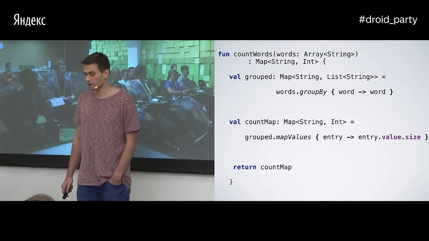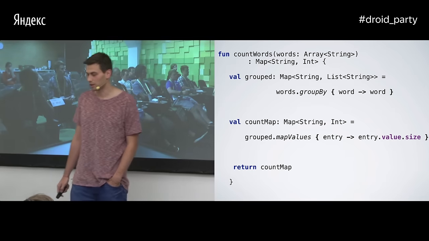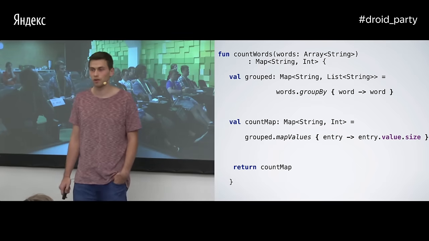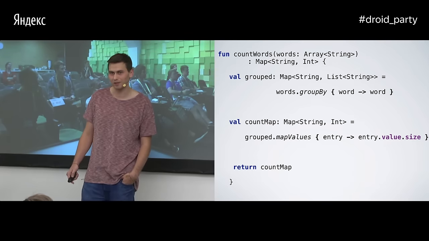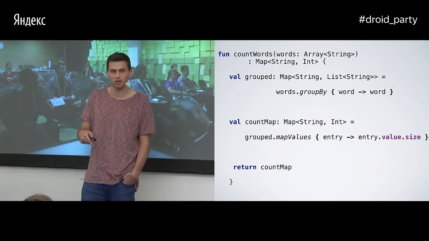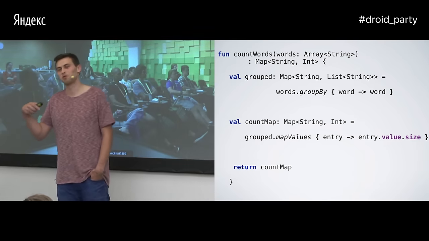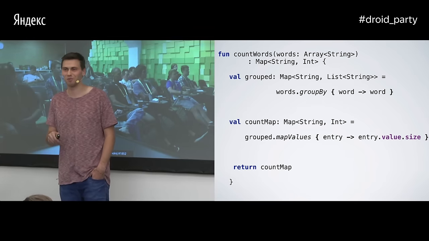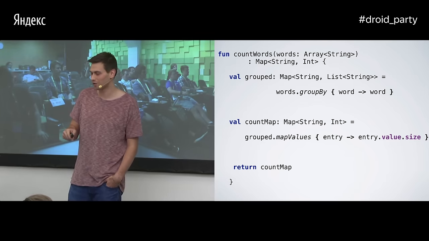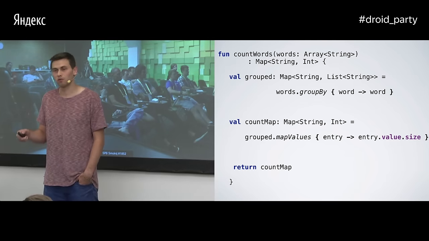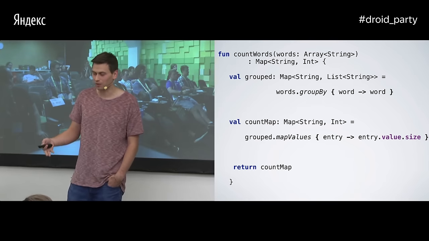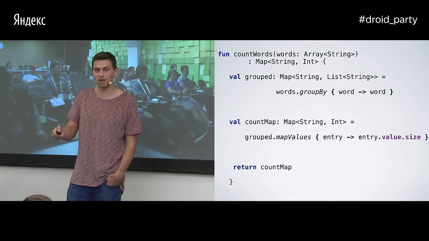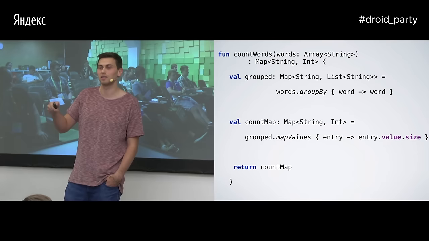So the first thing we do, we get the array of strings as input. Then we say group those words by. And then we pass in a lambda expression and say, OK, word is the input of this function, and group that to word. OK, that doesn't seem to make much sense. But what it actually does is it groups by the word, which will then be the key of the resulting map. And we have a list of strings containing always the same word.